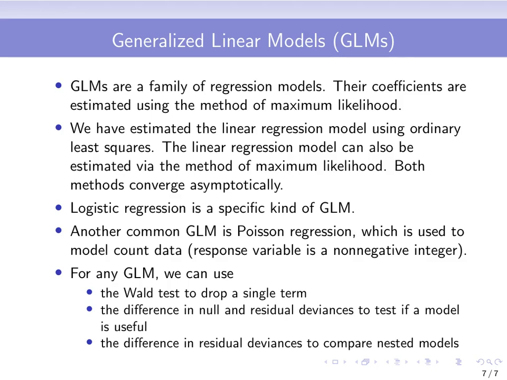It could include 0. And for any generalized linear model, we can use the following tests. You can use the Wald test to see if you can drop a single term. You can use the difference in the null and residual deviances to test if a model is useful, and you can use the difference in the residual deviances to compare nested models. We did that in logistic regression. All these things can also be done for any generalized linear model that was fitted with the method of maximum likelihood.